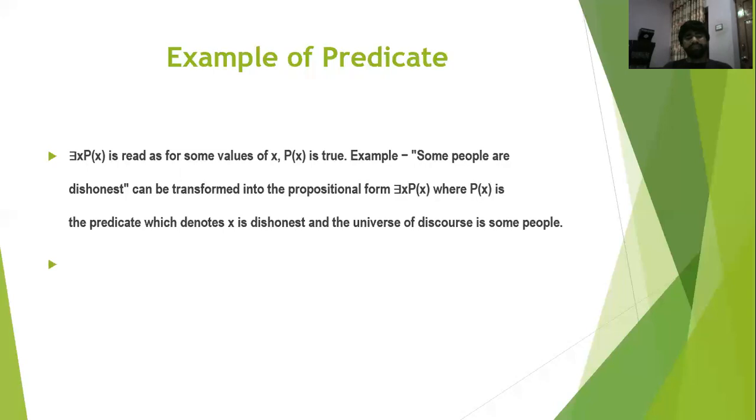X into P, here are two different sets, and they are in multiplication, and there is a value of X for which P is true. For some value of X, P is true. Example, some people are dishonest can be transformed into the preposition there exists X, P(x), where P(x) is the predicate which denotes the axis honest, and the universe of discourse is some people.